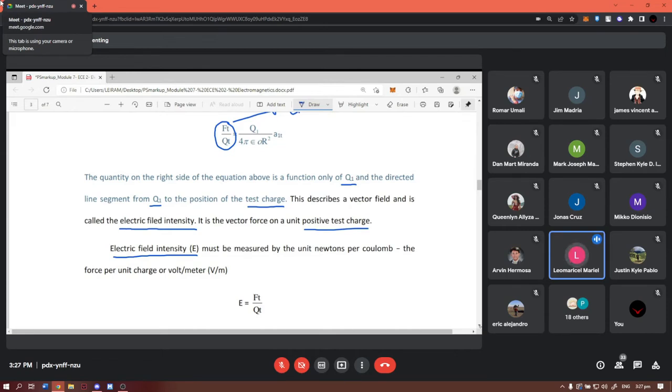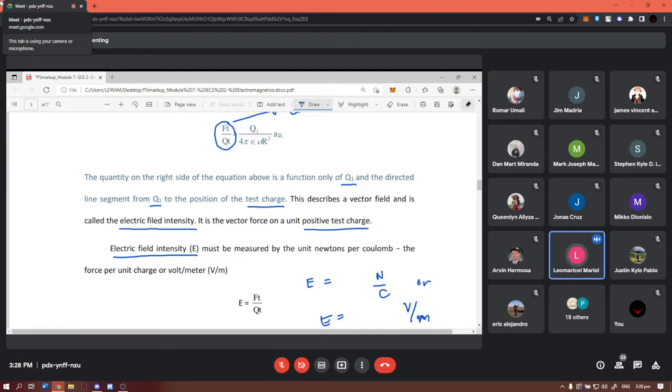Okay? Kaya ang definition natin, the EFI, or the E, ang unit niyan will be Newton per coulombs kasi force per unit charge. The unit of force is Newton, the unit of charge is coulombs. Or pwede din naman sa communication, the unit of electric field intensity is volts per meter. So the volts per meter and newtons per coulombs will be synonymously the same.